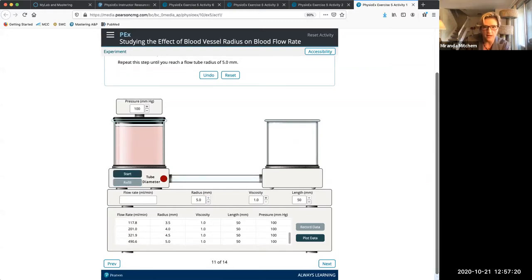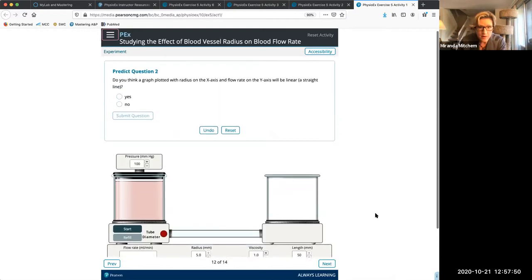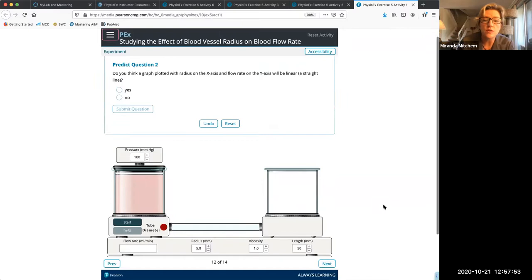So let's take a look at that data. Move the screen up. Well, that's as far as it goes. All right, so at a radius of 3.5, we're just under 118 mils per minute. But as we increase, look how quickly it's going up. I mean, it's not a linear relationship there. This would produce a curve if we plotted it, but it goes up to 490.6 mils per minute. So let's get caught up on the steps here. Oh, look, we've got a question. Do you think it would be linear? No, it's not going to be linear.